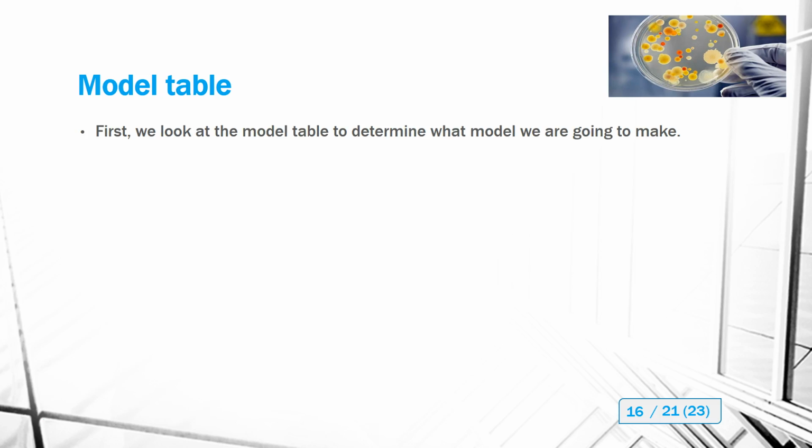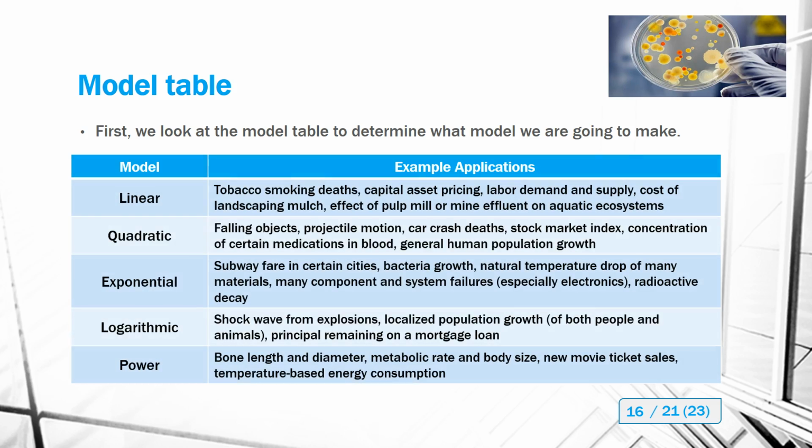Well, first, what we're going to do is look at the model table to determine what model we're going to make. When we look at this table of example applications, we're going to go through that list in the column on the right, and we're going to find the example application that matches the problem we're working with. If you go through this list, you see bacteria growth is located here towards the center. And what model does that correspond with? Well, that corresponds with the exponential model. That's the model we're going to make. So we don't need to worry about making any of the other four. We're going to go straight for the exponential model.